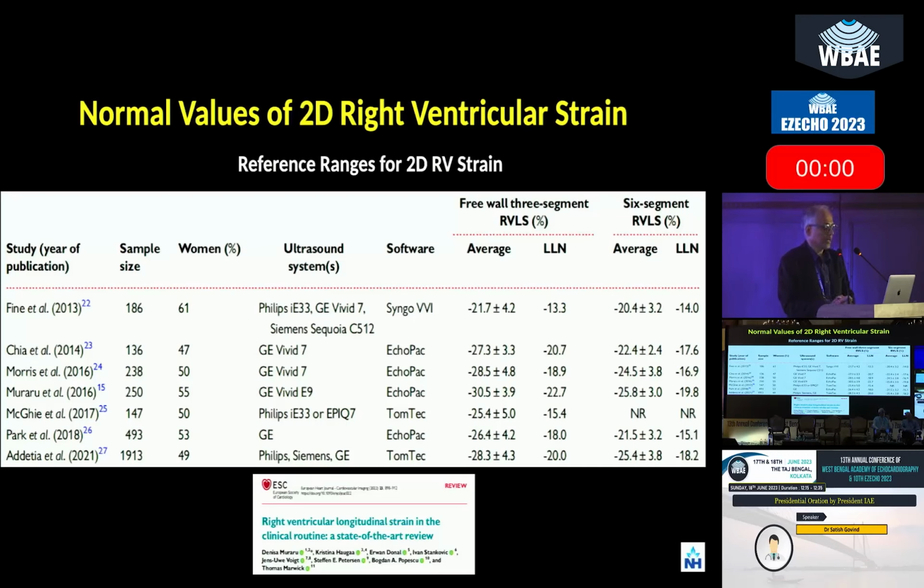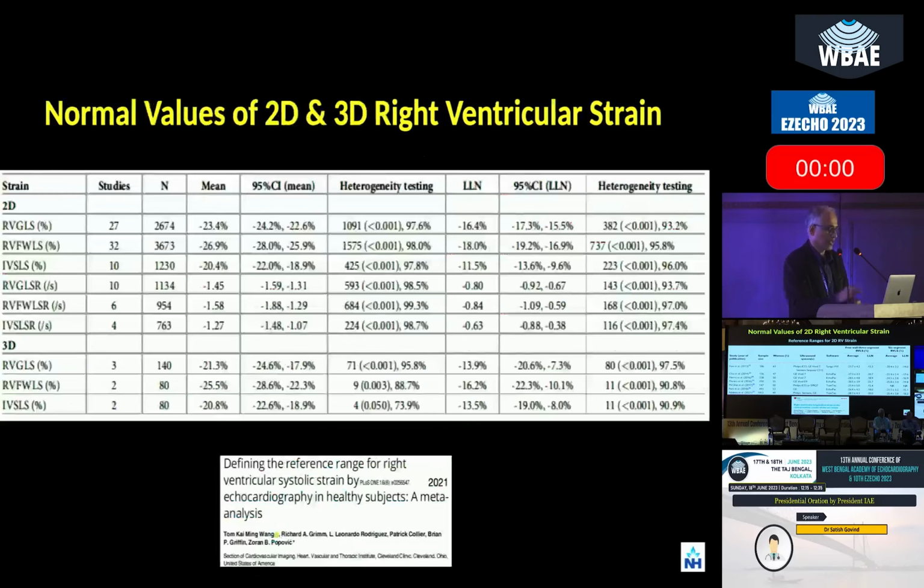And again, the average is varying a lot, and then you have the lowest number also varying a lot over there. So there are quite a few variations as to what number one should use in terms of the strain, and which should be used, whether it should be the free wall or the GLS itself.